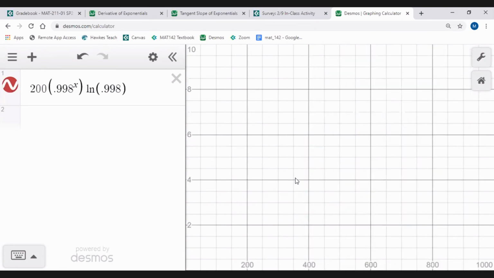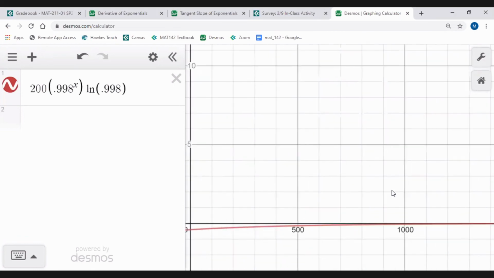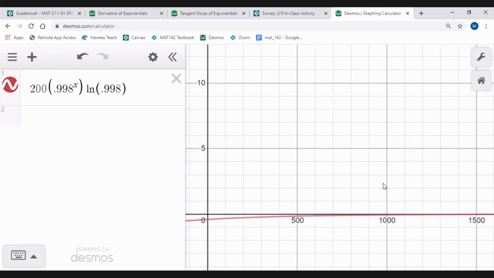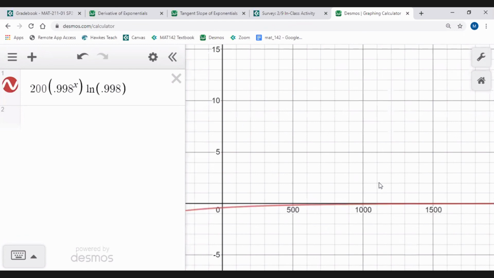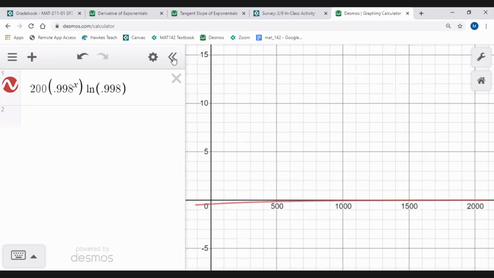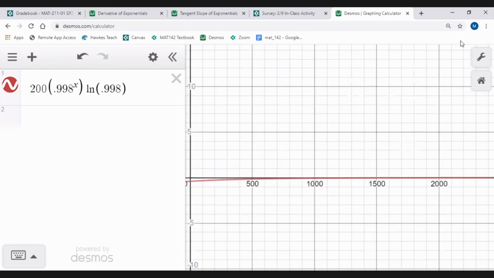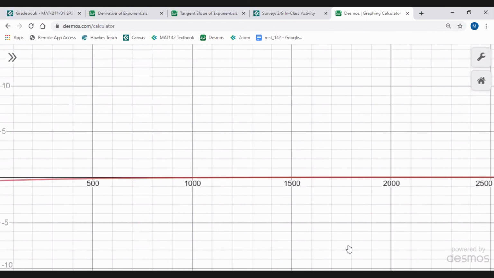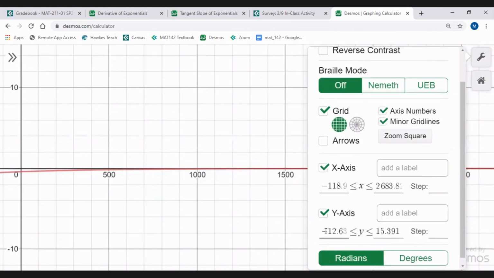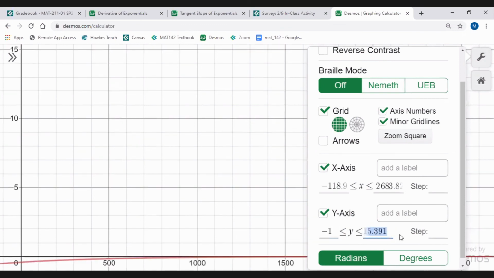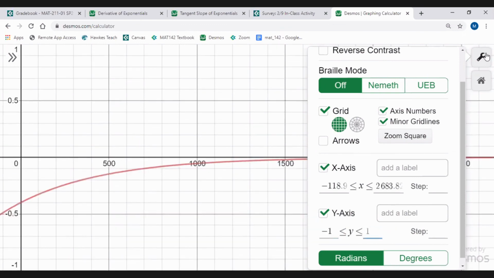If you hit home, will it take you to it? Oh. Home usually brings you back to 10, like 10 by 10 by 10. Oh. So I need to just make my y smaller. -1, 2, 1. There we go.